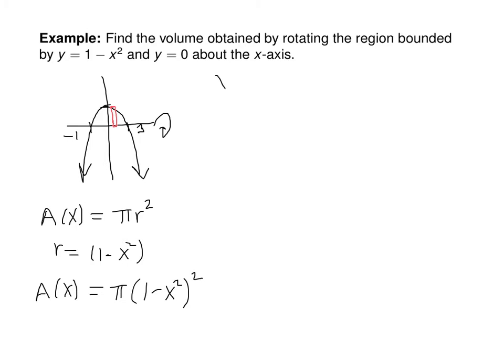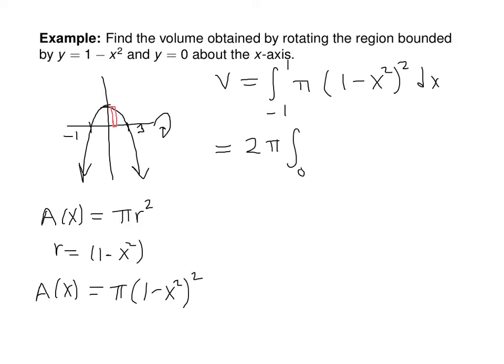So to find my volume, I will integrate from -1 to 1 the function pi times (1 minus x squared) squared dx. Now, one thing to notice is this function is even, so you can use symmetry to make your life a little bit easier. Instead of integrating from -1 to 1, we can integrate from 0 to 1 and multiply the result by 2. So that will transform this integral into 2 pi times the integral from 0 to 1.